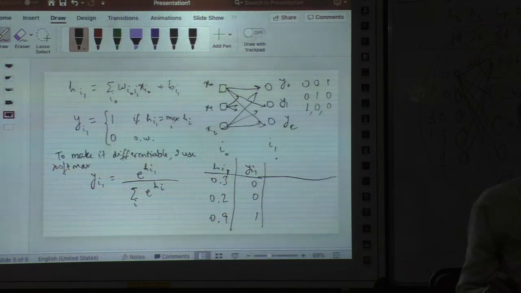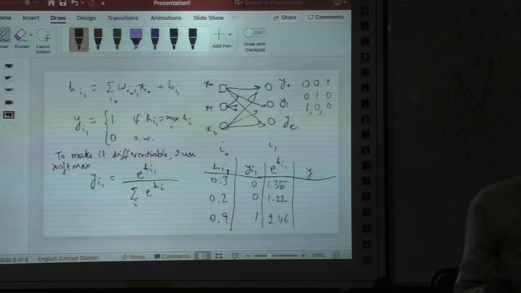Okay, let's say I want to compute first e to the power h_i1. What is e to the power 0.3? 1.35. E to the power 0.2? 1.22. E to the power 0.9? 2.46.